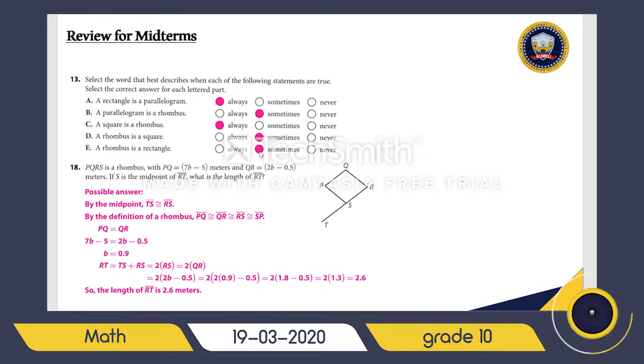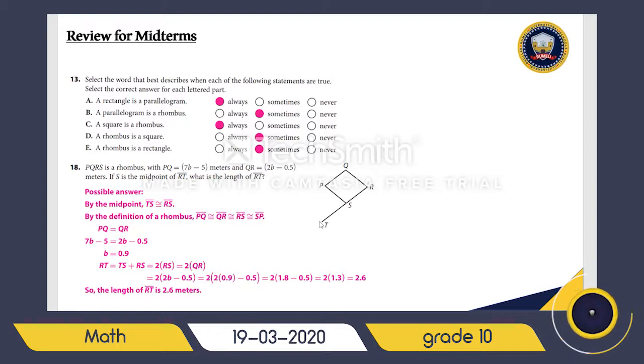Okay. Number 18. PQRS is a rhombus with PQ equal to 7b minus 5 meters, and QR is 2b minus 0.5 meter. If S is the midpoint of RT, S is in the middle of RT, okay, what is the length of RT, this distance?